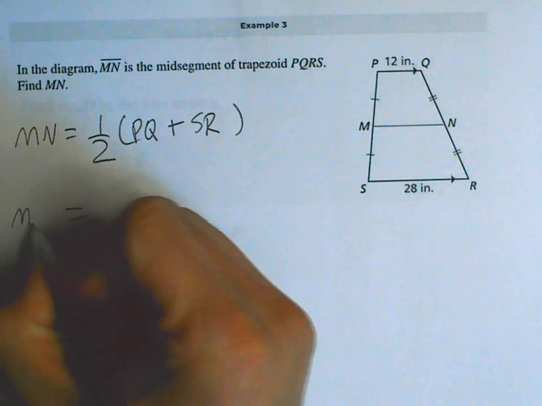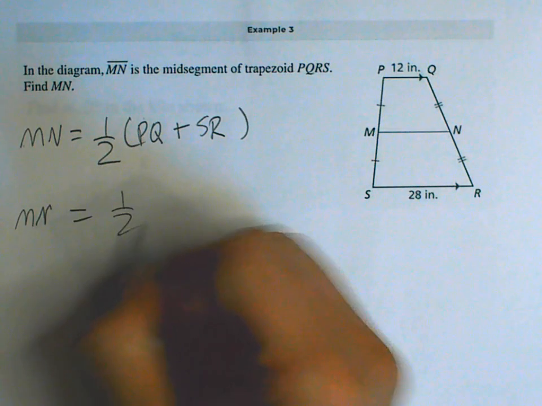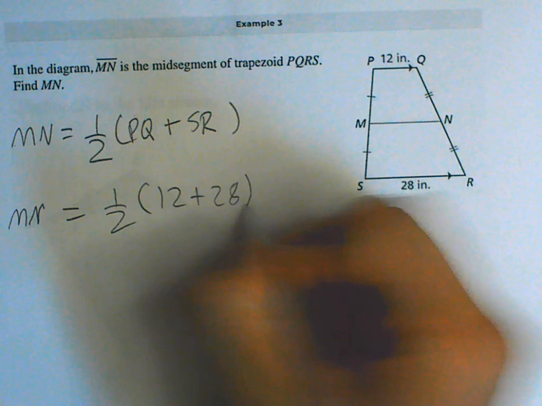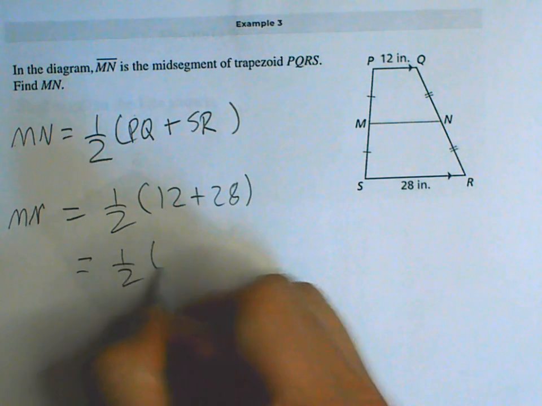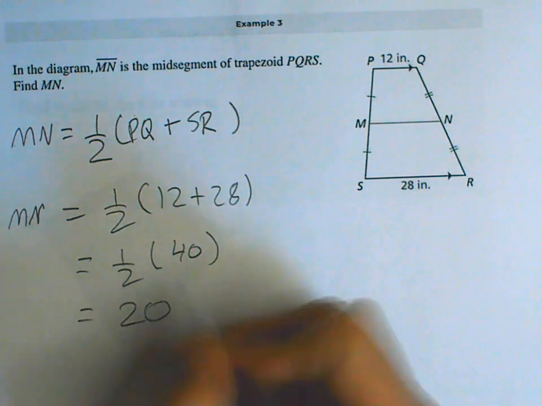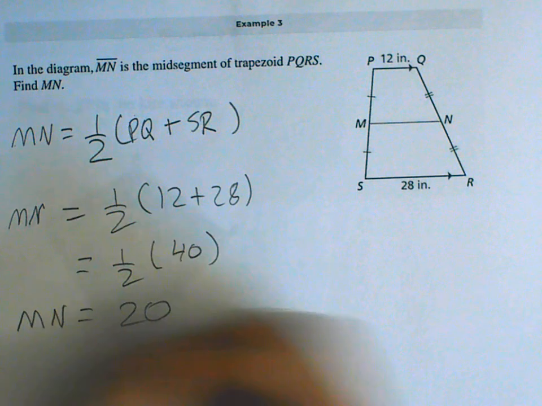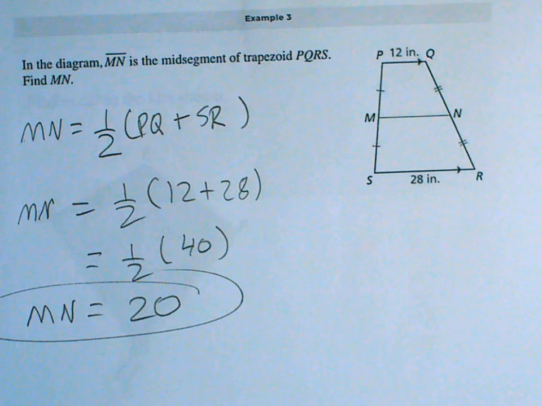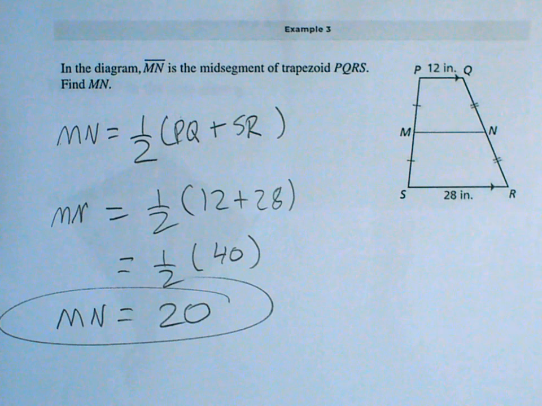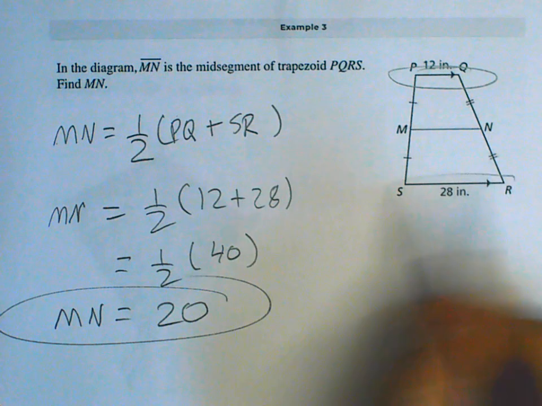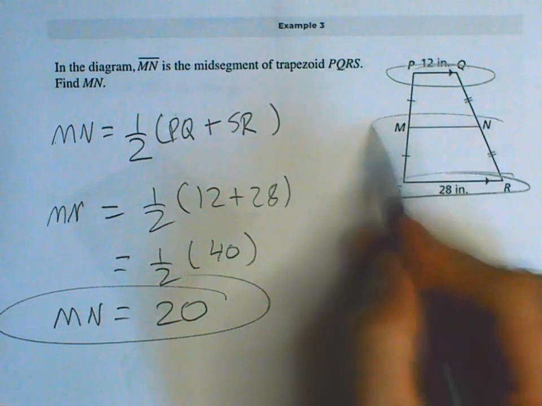So MN equals 1/2 of 12 plus 28. Okay, so then that's going to be 40, which is going to end up giving you 20. So MN is going to be 20. Simple as that. And that, ladies and gentlemen, is example number 3. Just remember, this plus this divided by 2 gives you that one.